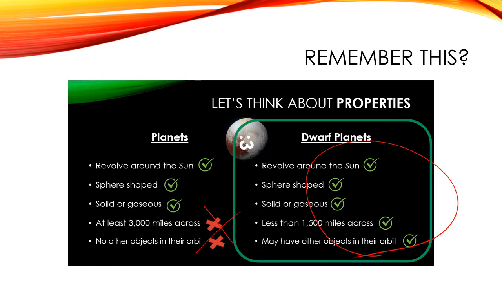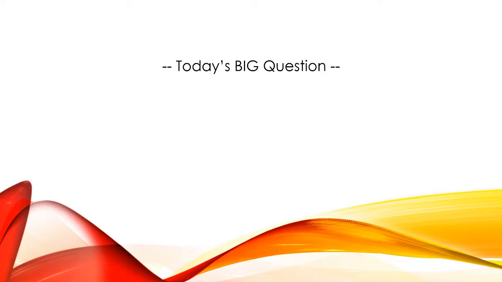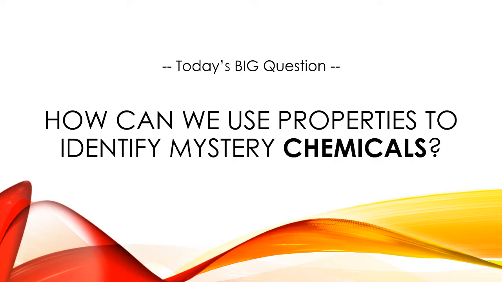Now, I want to connect that idea from way back when, with all the new material that we've been learning about chemical reactions and chemical properties, to answer today's big question, which is going to be not just how can we use properties to identify all kinds of mystery objects, but specifically to identify mystery chemicals. When we have a chemical and we don't know what it is.